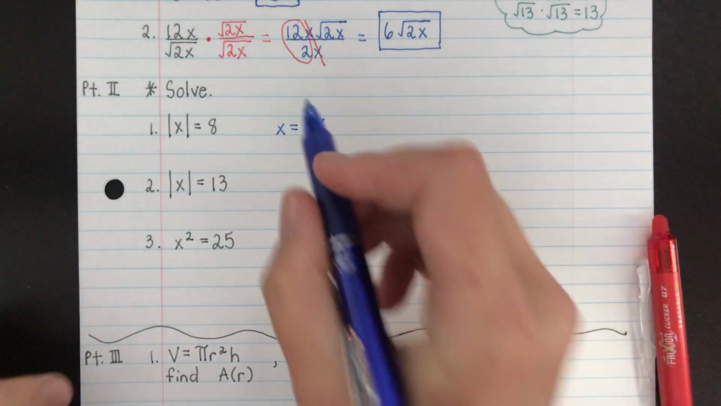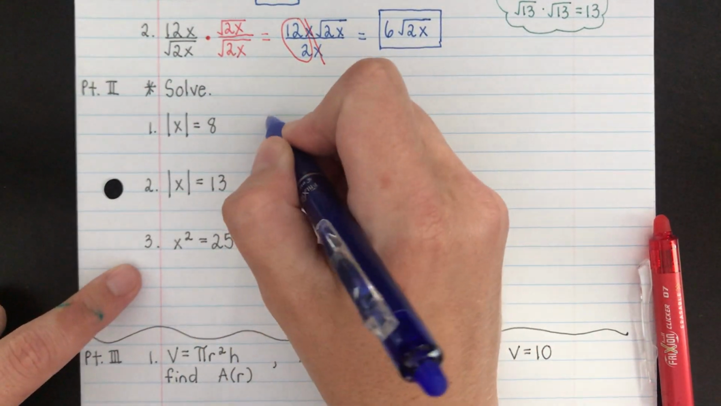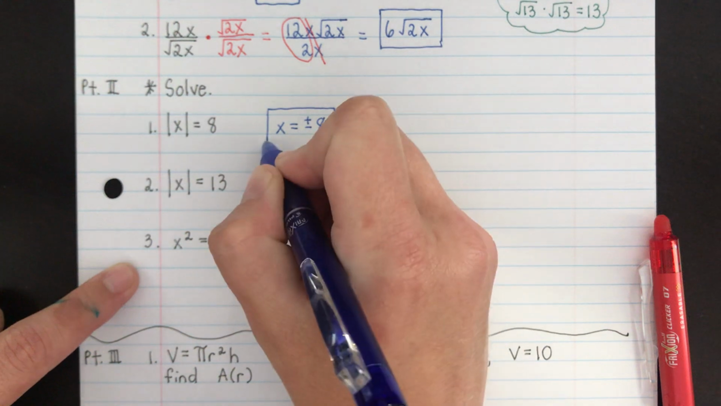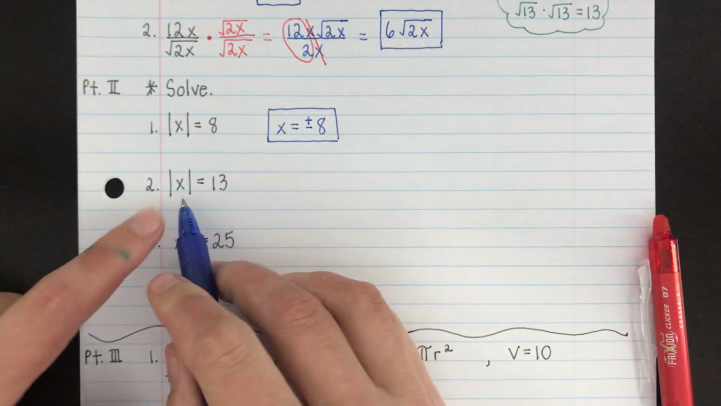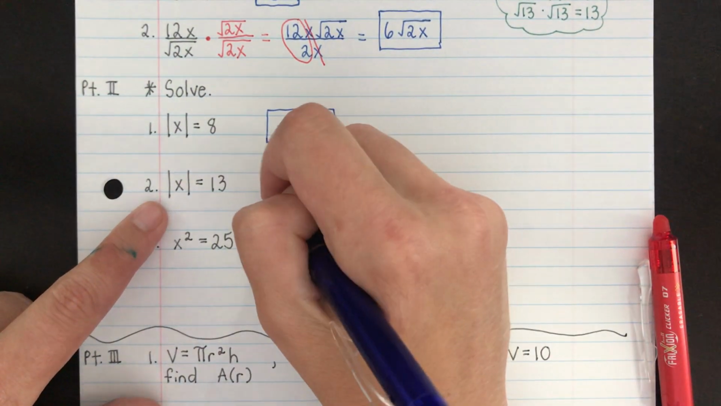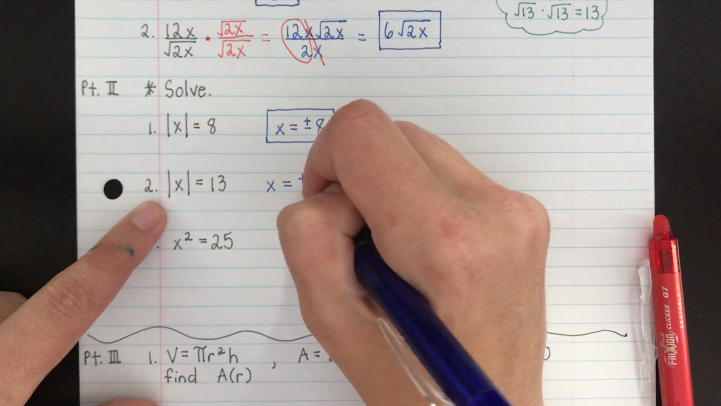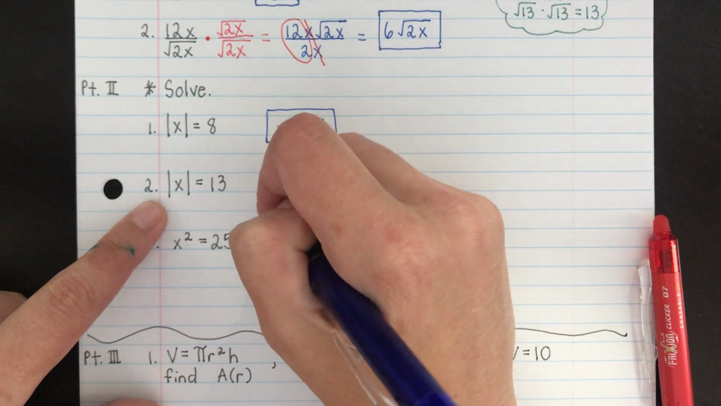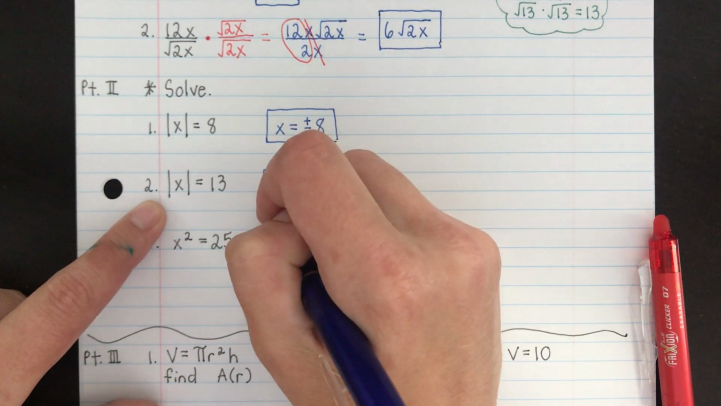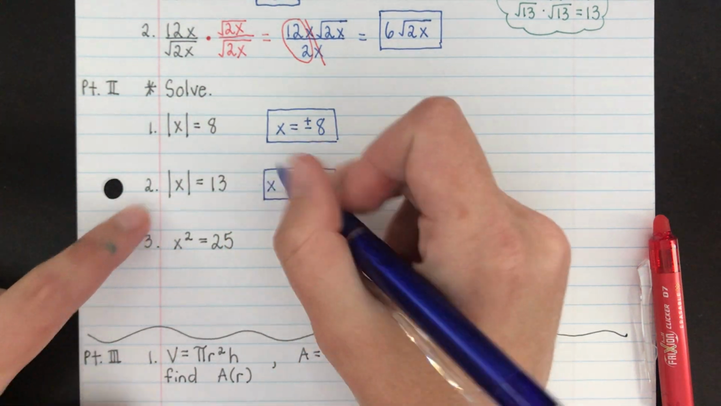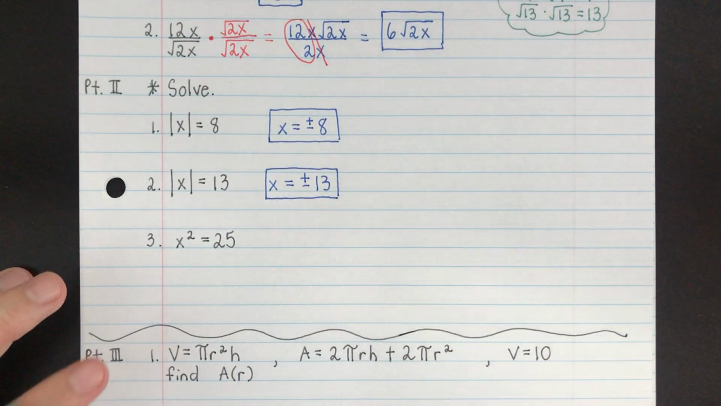We will not separate them, we'll keep it together. So we'll say x equals plus or minus 8 here. And likewise on this problem, your answer would be, you guessed it, x equals plus or minus 13. Okay, and that brings us to, where does this come into play? Well, right here on number 3.